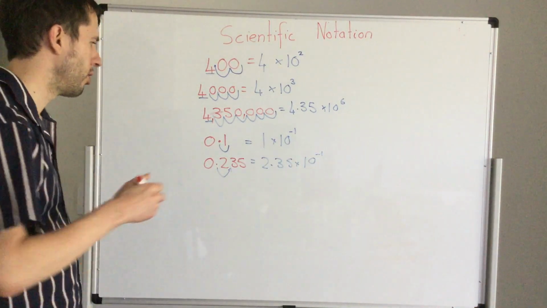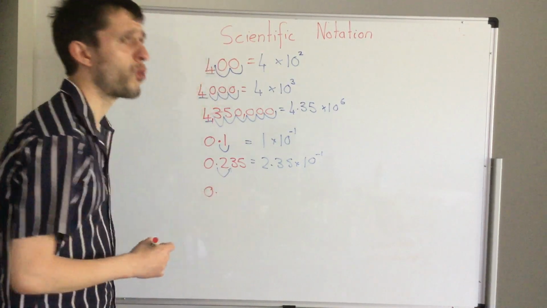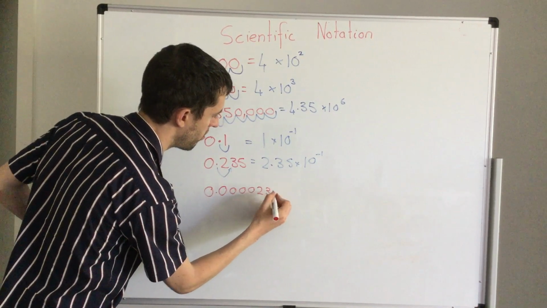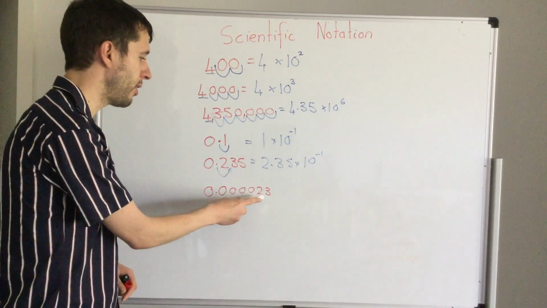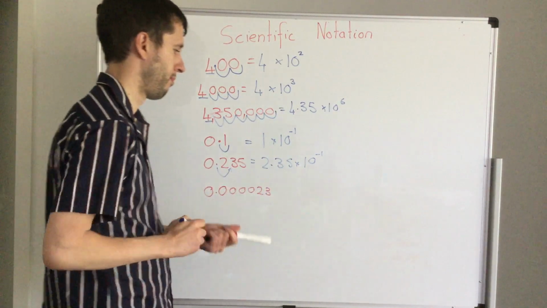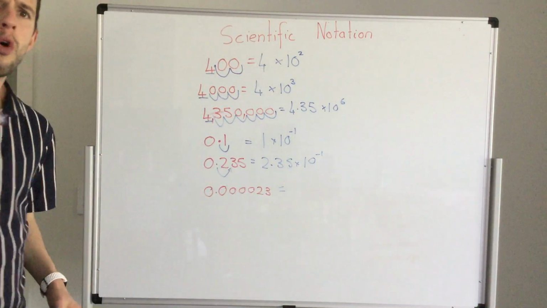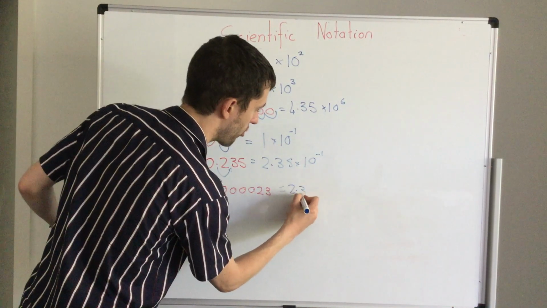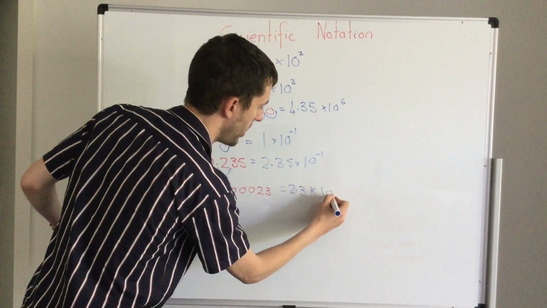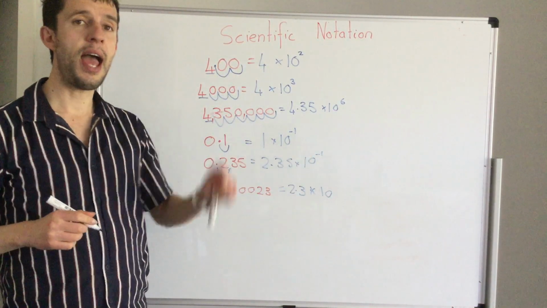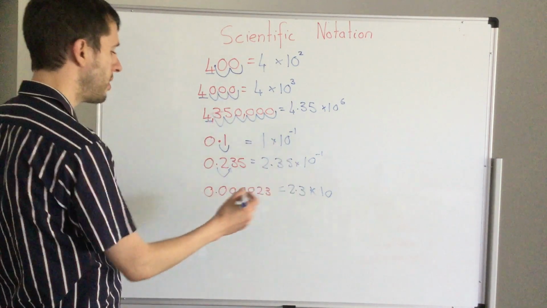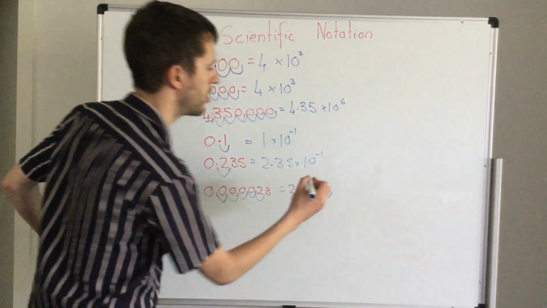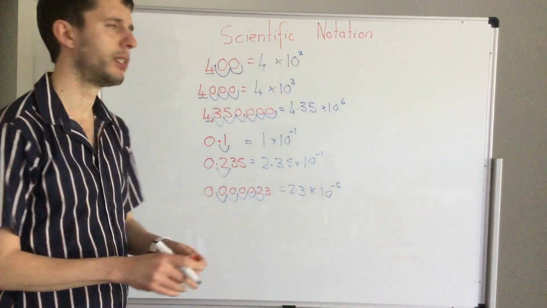The last one I'm going to do is, if we have a really, really small number, 0.000023. I want one number to be in front of the decimal spot, so I'll have 2.3 times 10. How many times did I need to move my decimal spot place? 1, 2, 3, 4, 5. So 10 to the power of -5.